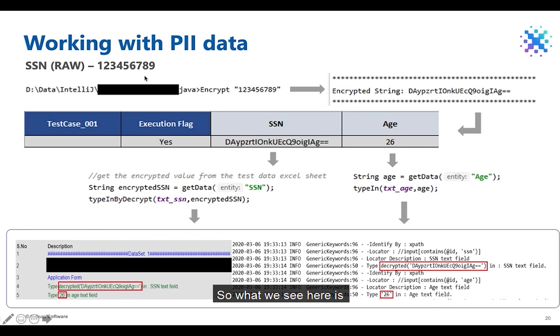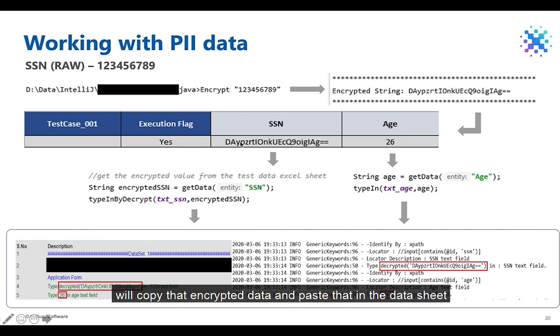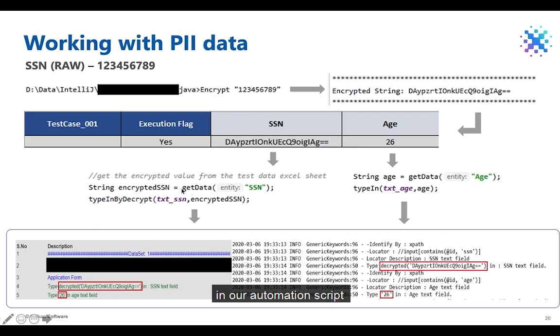So what we see here is a sample number is being encrypted and the encrypted value is displayed from the utility. We'll copy that encrypted value and paste that in the test data sheet. This will be referred by the label SSN in our automation script, and this encrypted value is what we will see in the report and in the log. Now let's see this approach in action.